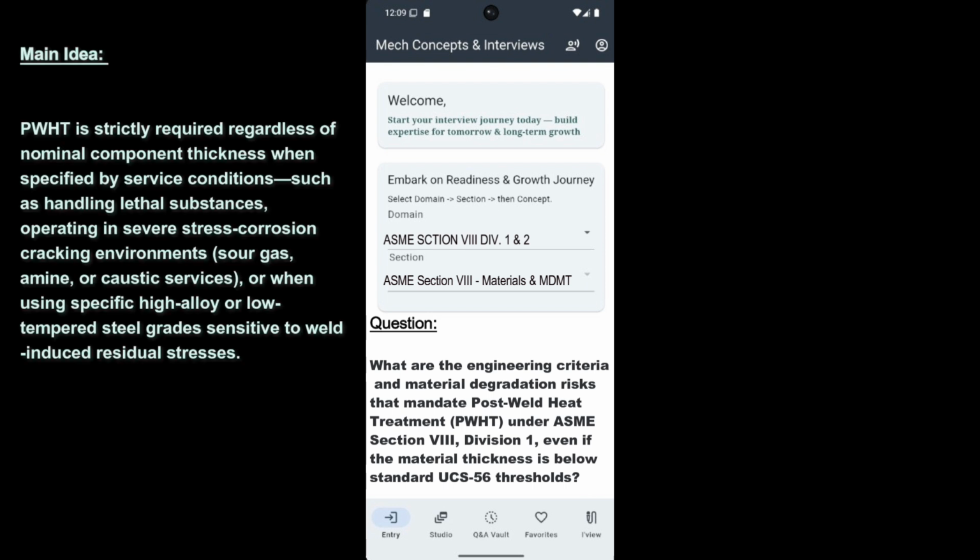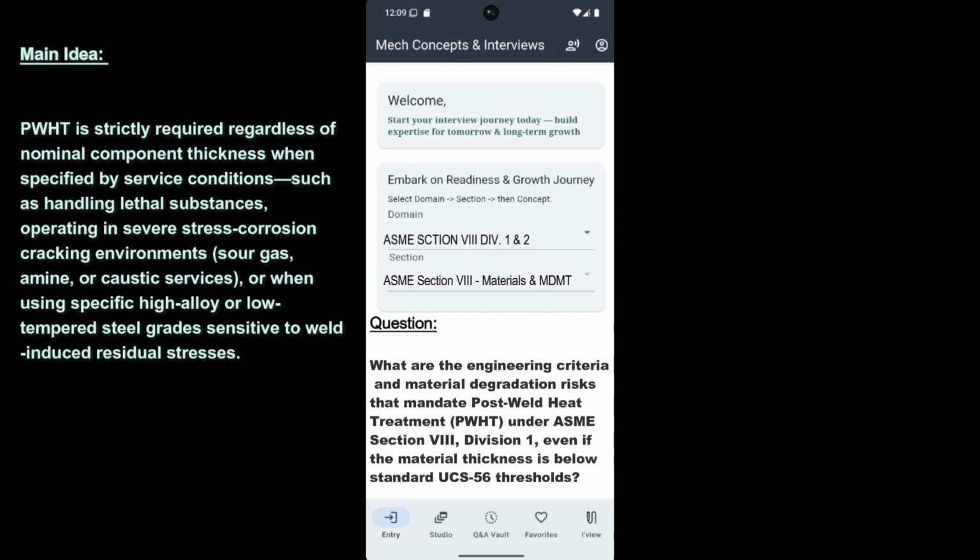The core principle here is that post-weld heat treatment is strictly required, regardless of how thin the component is, when specified by severe service conditions. So thickness doesn't always matter. Right. The code provides general thickness exemption tables, but those standard exemptions absolutely do not apply when you are handling lethal substances or operating in severe stress corrosion cracking environments like sour gas, amine, or caustic services.